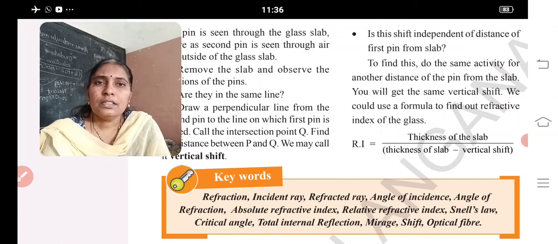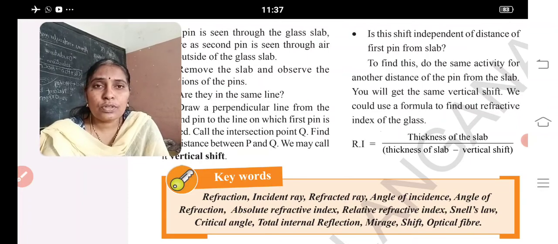Next, the light ray bends towards the normal and bends away from the normal. It bends towards the normal when it travels from rarer to denser, and from denser to rarer, it bends away from the normal.